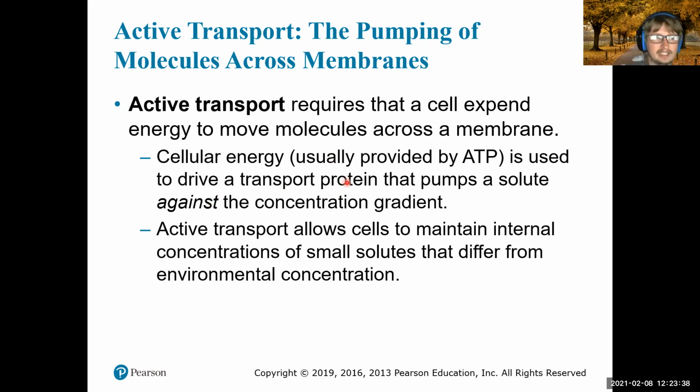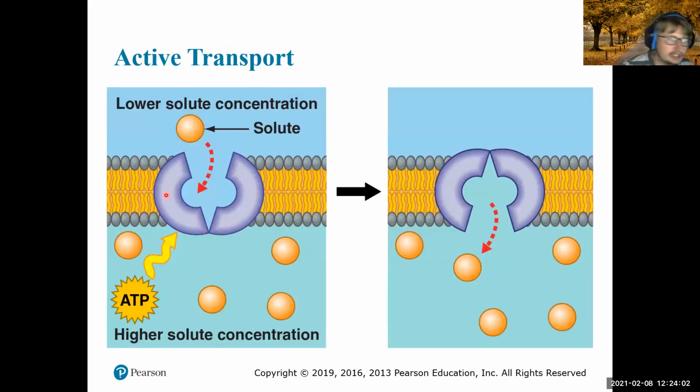So this ATP will put energy into a protein that will move a molecule against that concentration gradient, so from a low concentration to a high concentration. And so this active transport is actually really important because it allows cells to maintain a specific concentration of a molecule or a solute that's different from its environmental concentration.